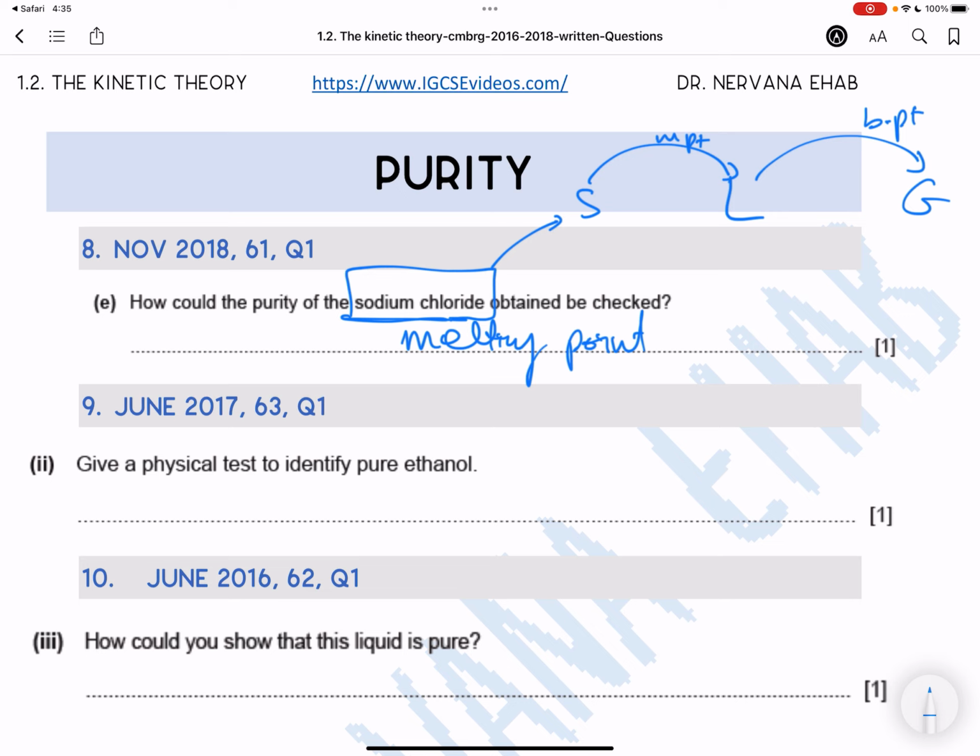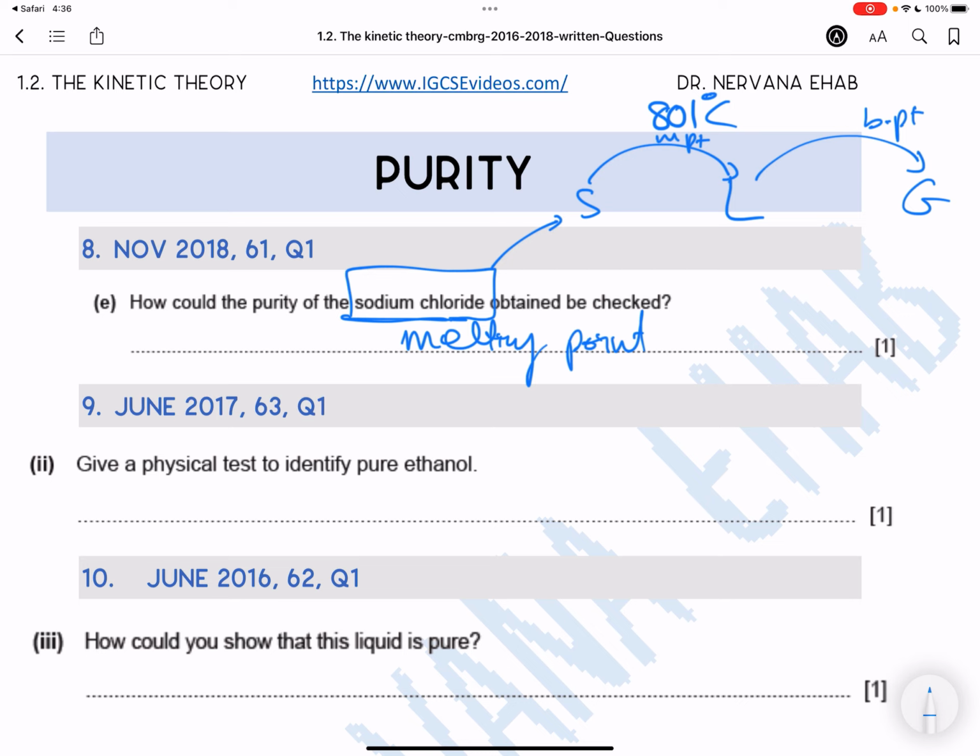The melting point of sodium chloride is something around 800. Let me check real quick on Google. Melting point of sodium chloride. So sodium chloride is about, I think it's like 700 to 800, something like that. 801. Okay, so the melting point of sodium chloride is 801 degrees C. All right.